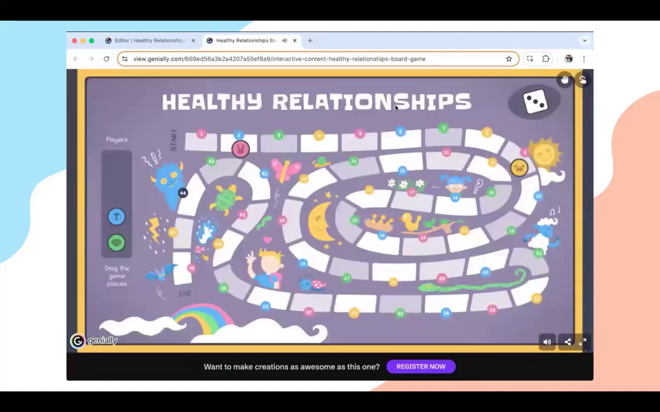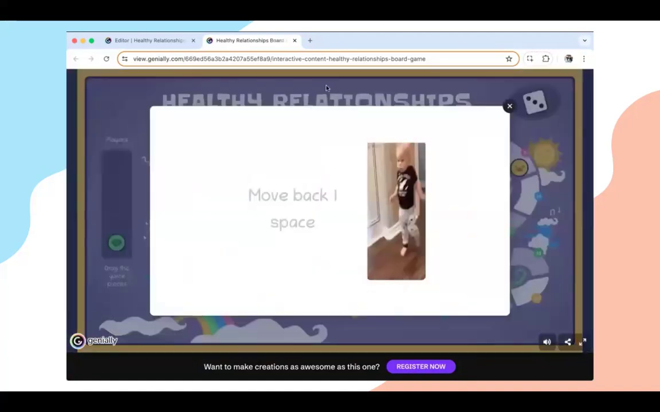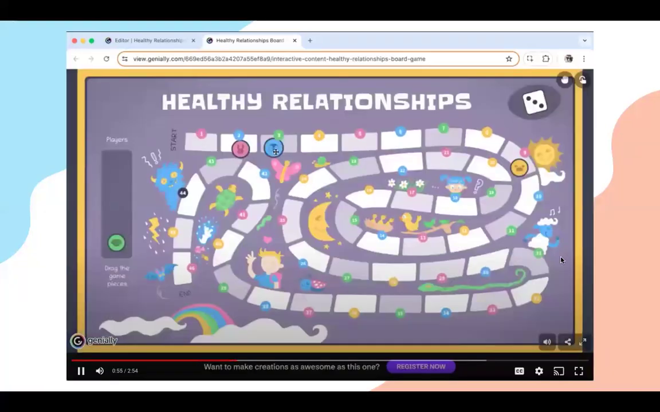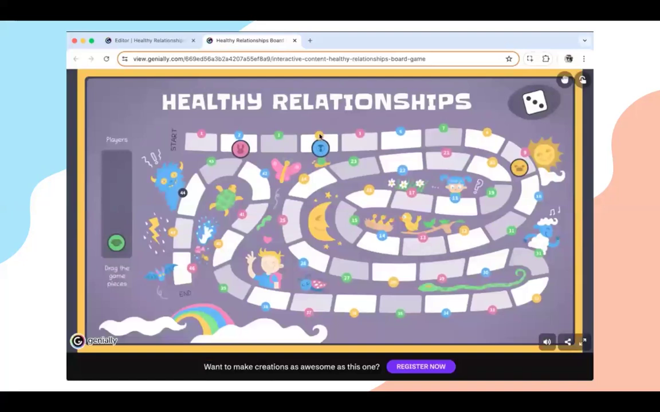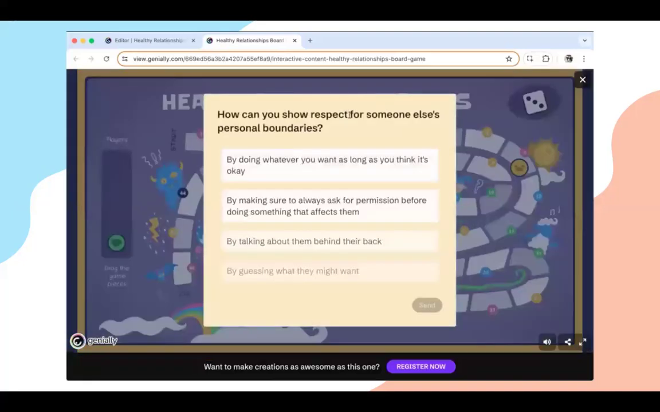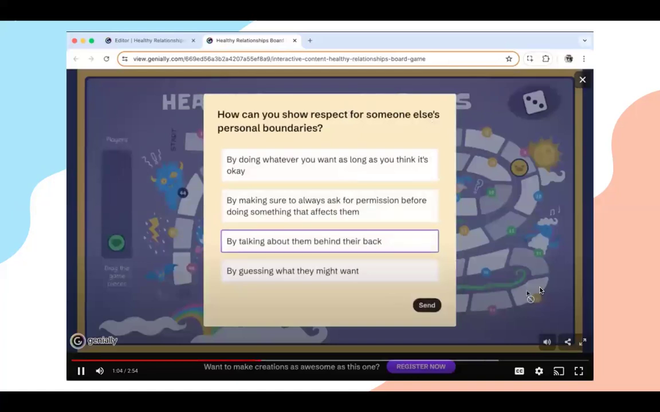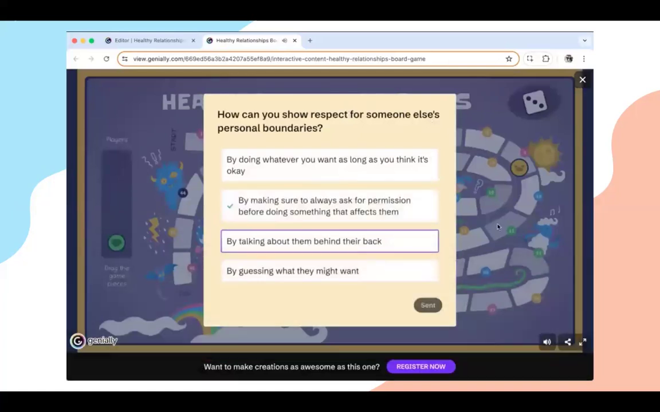So they answered number 9. And then player 3 goes to number 3. And this one is a move back space, but you'll notice that the pink icon is already there. So they were on space 3, couldn't go to space 2. So then move forward 1, then answer that question.